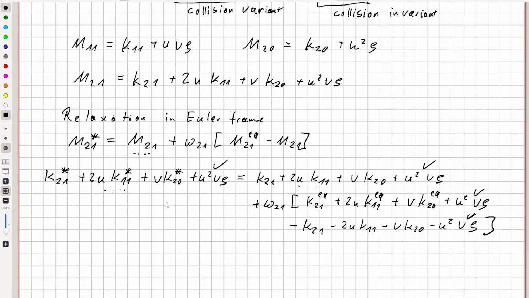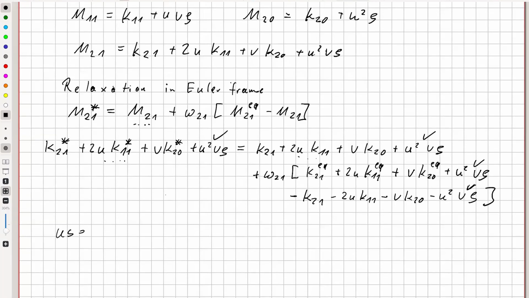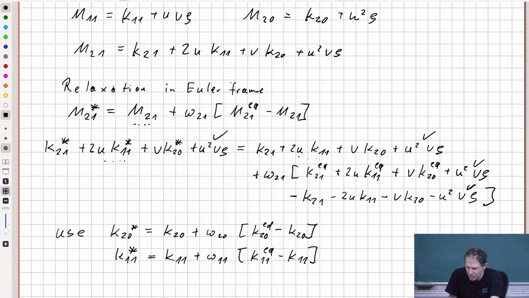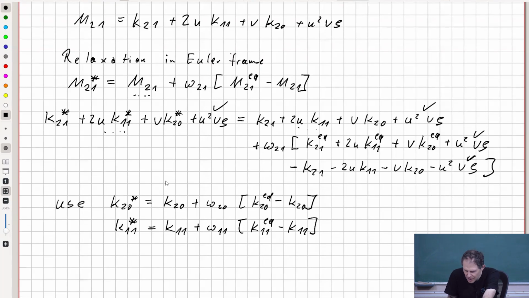These post-collision states are actually obtained through the collision operator. We have seen that they are Galilean invariant, so I can just write them down. K20 after collision is K20 plus omega 20 times K20 equilibrium minus K20. K11 after collision is K11 plus omega 11 times K11 equilibrium minus K11.